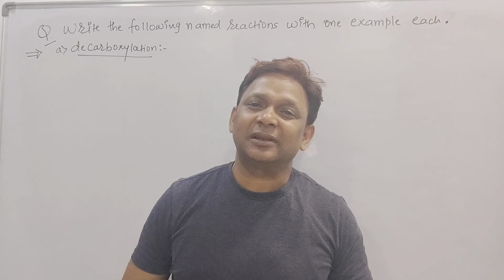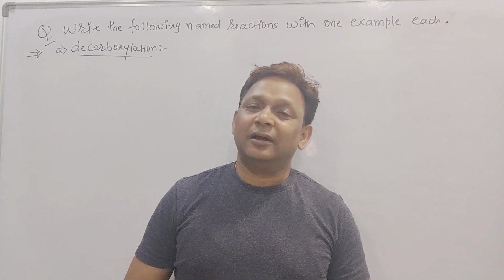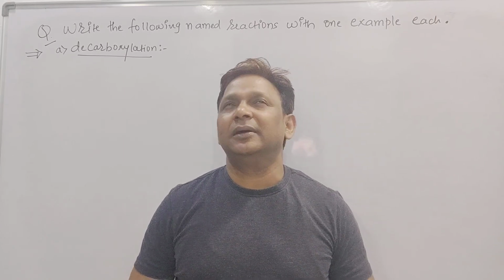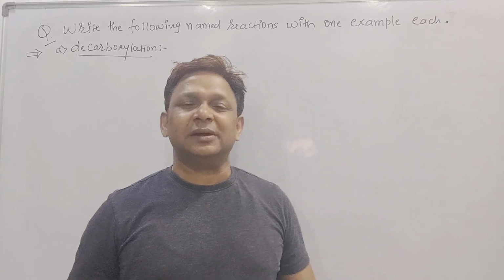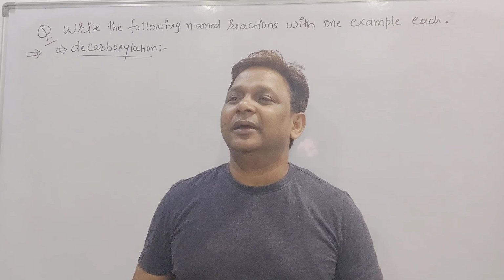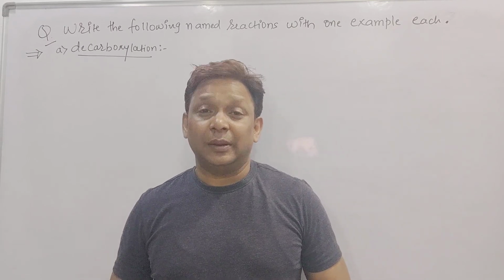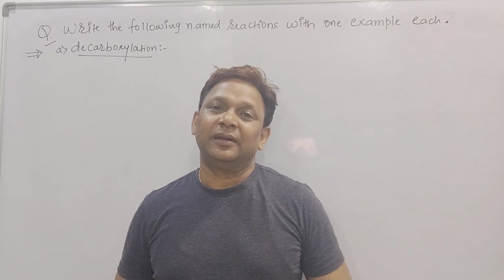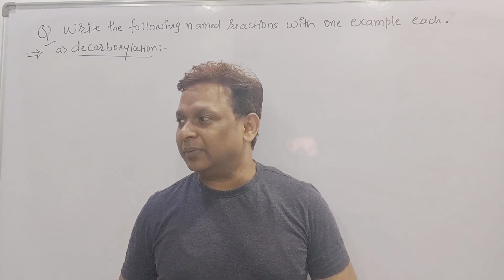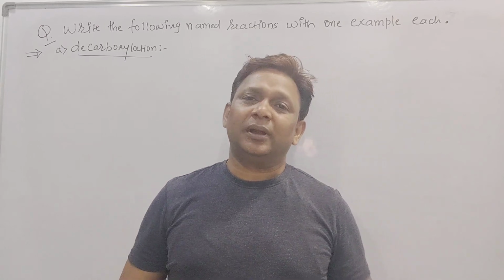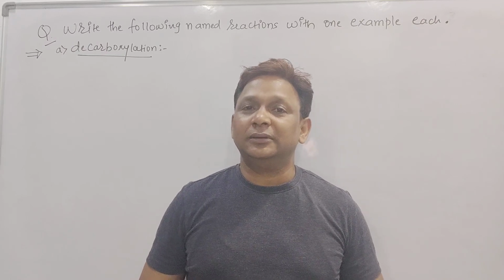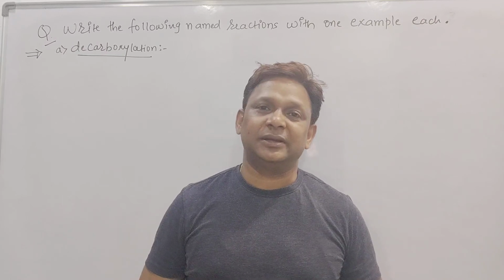In the previous class we have seen one 8 marks question from the organic part, that means the name reaction with one example each. We saw the Reimer-Tiemann reaction, and after that we also saw Kolbe's reaction. Overall, in organic chemistry there are a total of 10 to 11 named reactions.